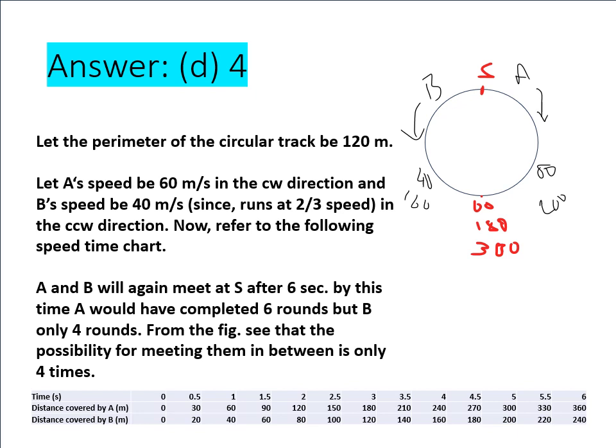Now in between this time, how many times they would have met each other? Now again refer to the figure.